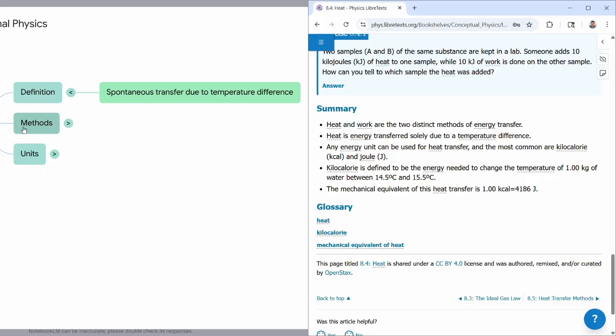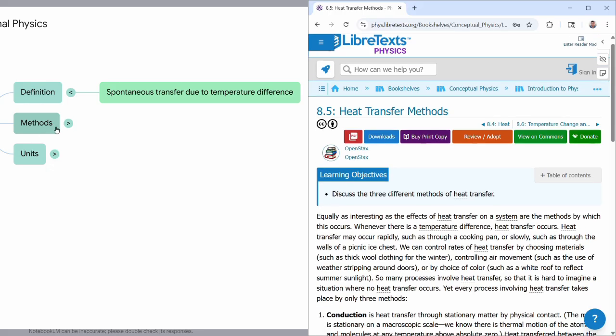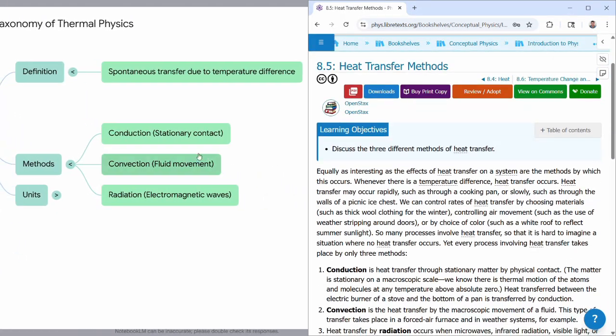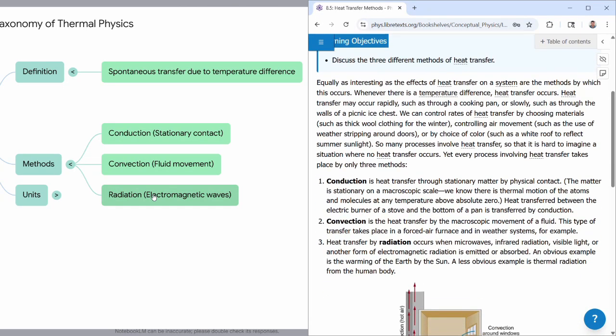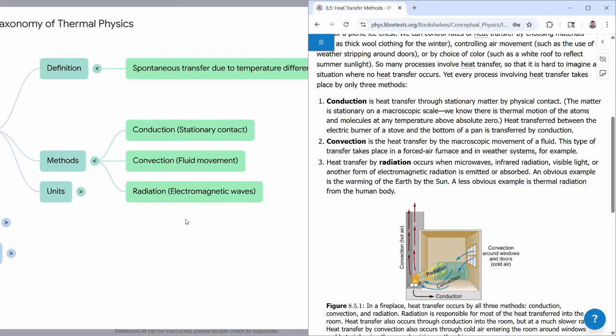Now the methods. I think this is the one topic that I debated with myself if I should record a separate lecture or not. So the heat transfer methods, there are these three. They are explained in the textbook. And I think just mentioning and briefly describing them in this overview will be enough. I won't have to record a separate lecture for that.